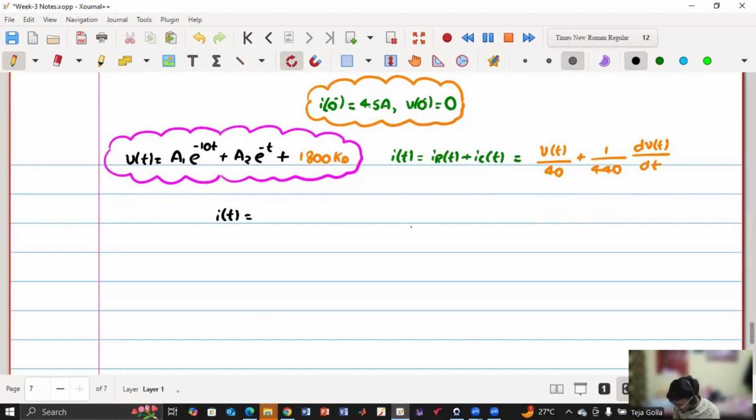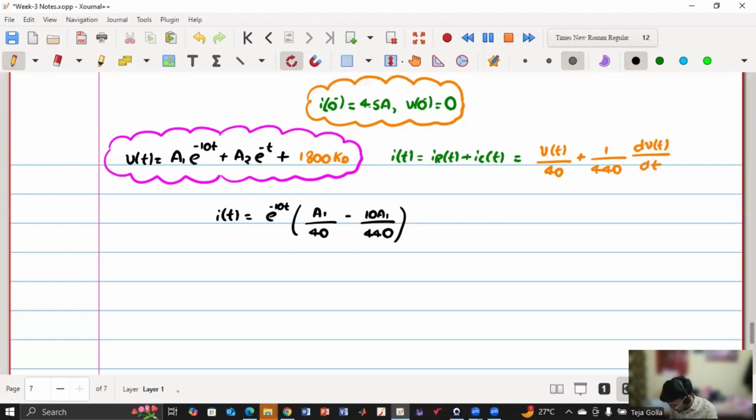So let us take e to the power minus 10t common. You will get A1 by 440 minus 10 A1 by 440, right? Agree? I'm just substituting it. Everyone? Hello? Yes, sir.